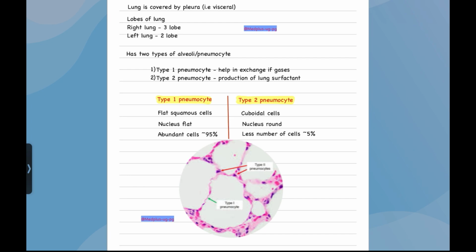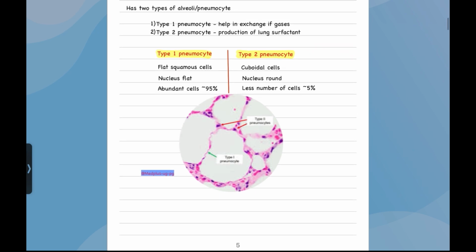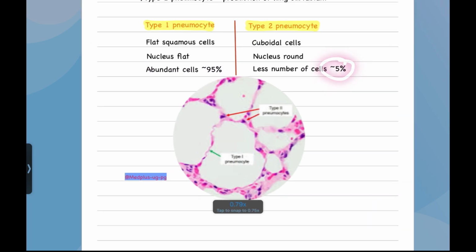Lung surfactants are made up of phospholipids. They prevent lung collapse. If there is a deficiency of lung surfactant, it can cause acute respiratory distress syndrome, ARDS. Now we will see the difference between the two types of pneumocytes. Type 1 pneumocytes are nothing but the alveoli. Alveoli are made up of squamous cells and have a flat nucleus. Type 2 pneumocytes are cuboidal cells and their nucleus is round. Type 1 pneumocytes are abundant, comprising about 95%, whereas type 2 pneumocytes comprise only 5%.